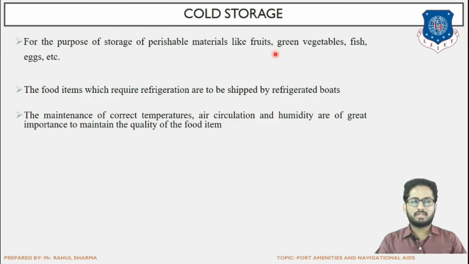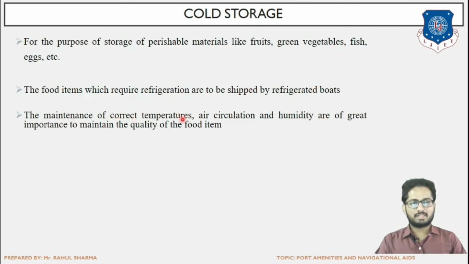So fruits, green vegetables, fish or eggs are more or less the commodities handled in cold storage. Food items which require refrigeration are to be shipped in refrigerated goods carriers. As a certain range of temperature has to be maintained, at the time of carrying the food items refrigerated carriers are used, and again they are transferred to the cold storage.